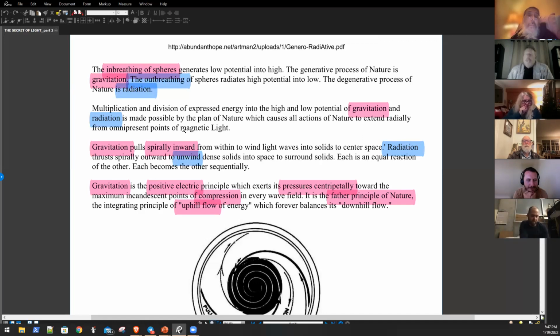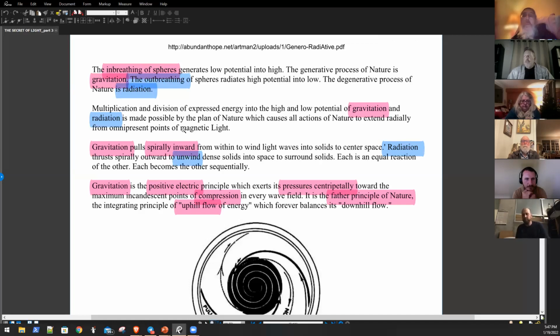So the in-breathing of spheres, red, hot, positive, male, generates low potential into high. The generative process of nature is gravitational, red, hot. The outbreathing, cold, female, of spheres, radiates high potential into low. The degenerative process of nature is radiation. So as we've already talked about, this expansion, this degeneration, this breaking up is radiation.